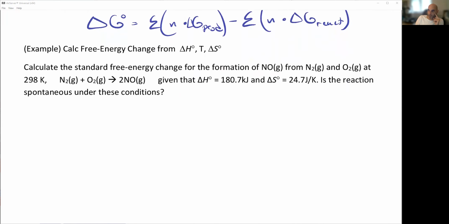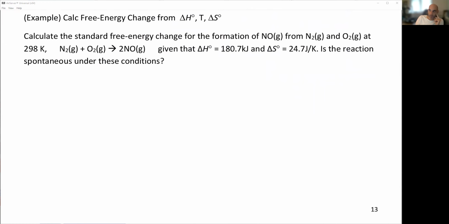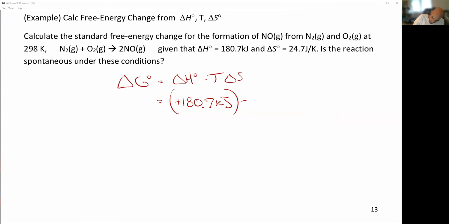So calculate the standard free energy of formation of NO from N2 and O2 at 298 K, given that delta H, all right, so we're already given delta H values and delta S values. So given these two terms, delta G naught is equal to delta H naught minus T delta S. And so delta G is equal to what? Well, my delta H is a positive 180.7 kilojoules minus my temperature, which is 298 Kelvin, make sure it's in Kelvin, times delta S, which is 24.7 joules per Kelvin. Kelvin's going to cancel.